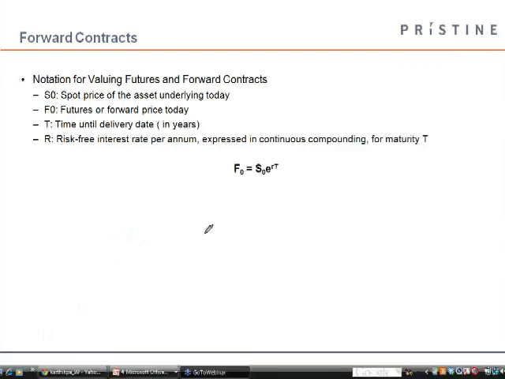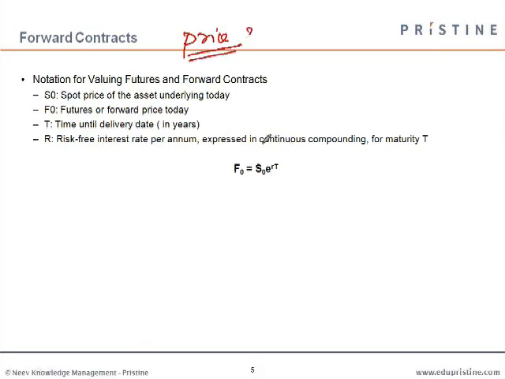Now we'll get into a slightly advanced topic, which is how do you price a forward contract? What do we mean by pricing a forward contract? Basically, we're asking the question: what is the most appropriate contract price, the most appropriate strike price that I should assign, so that there is no arbitrage?